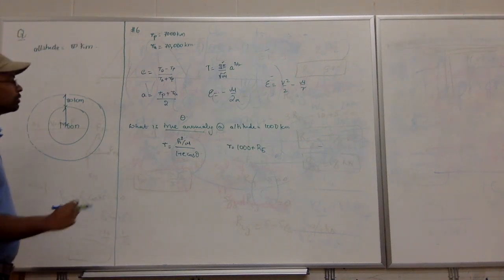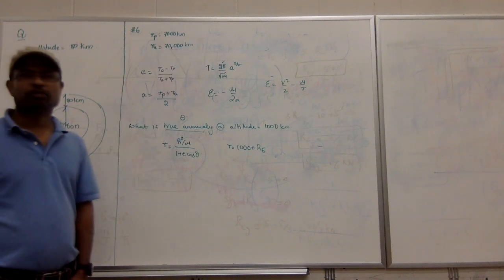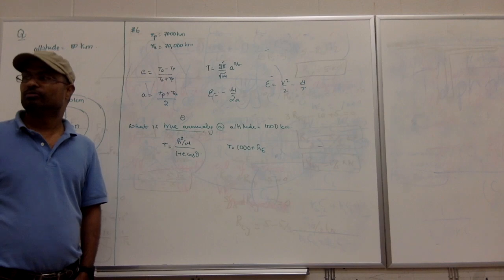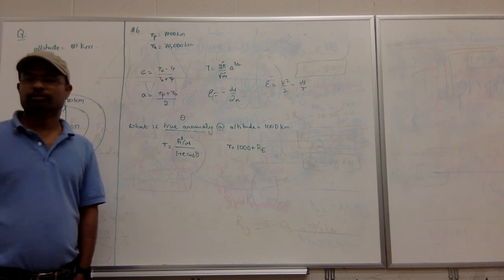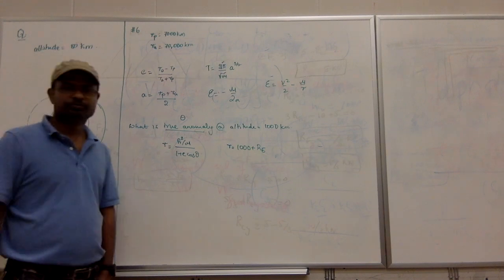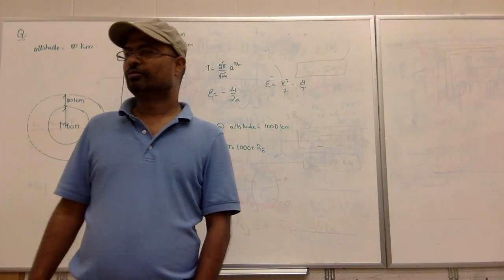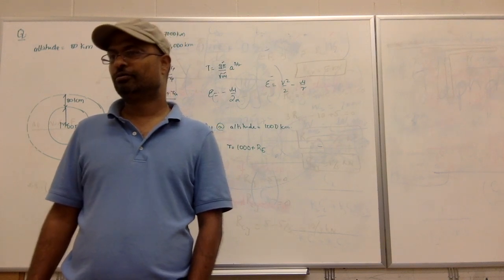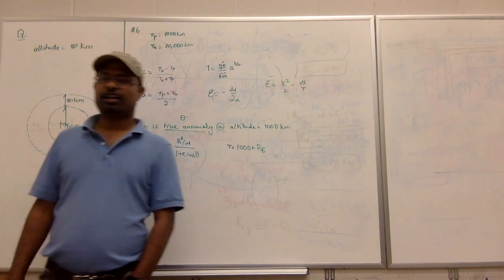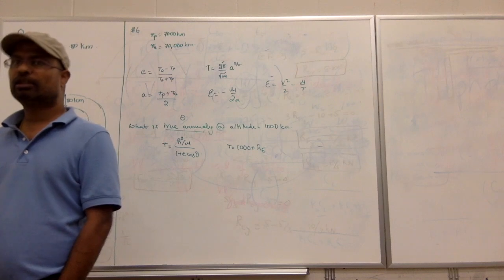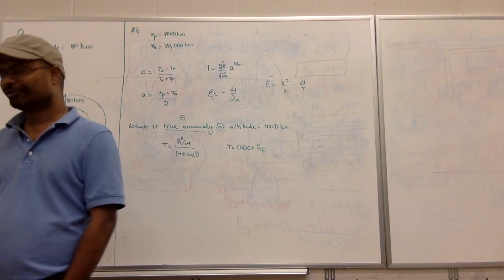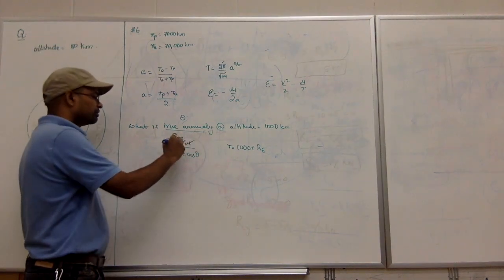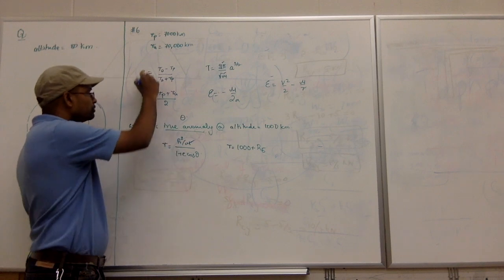I'll give you another example. Here, what is the central body in this problem? Look at the problem. It's given to you. Read the problem. What is the central body? Somebody read the problem. An unmanned satellite orbits Earth with a perigee of 7,000 kilometers. You have to stop somewhere. There are no periods, only commas. An unmanned satellite orbits Earth. What is the central body? Earth. So all these parameters, mu, E, are given to you, right?